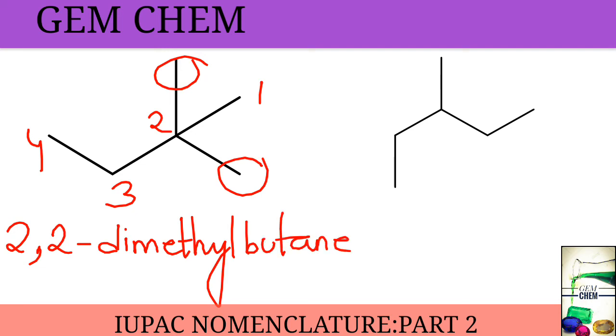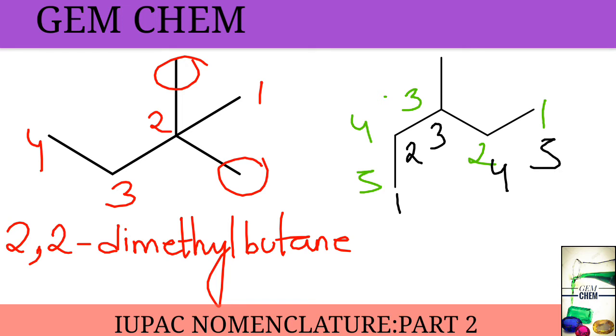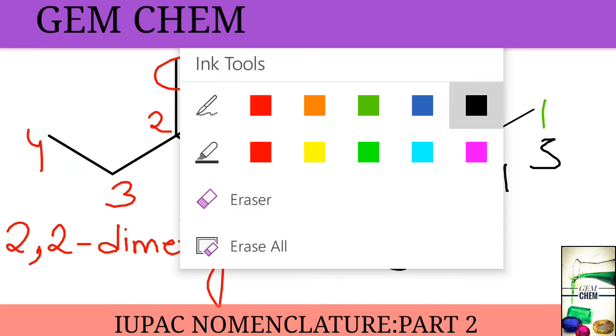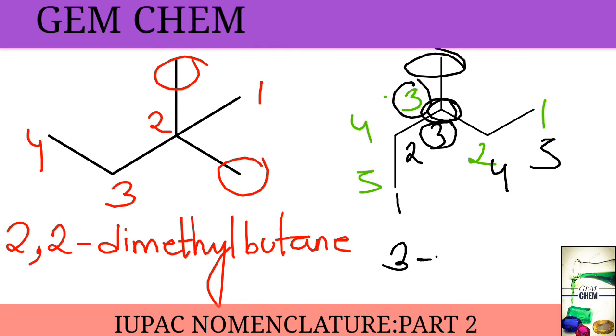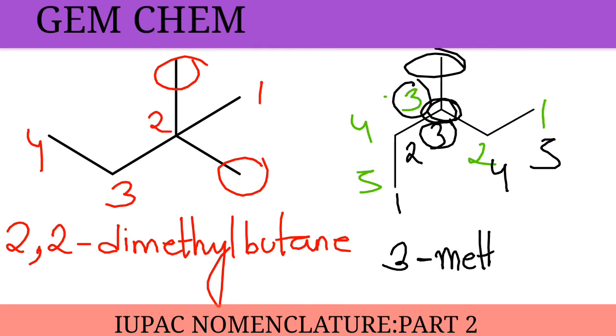Now let us start with the next one, that is 1, 2, 3, 4, 5. This is the longest chain. If we write from the opposite side 1, 2, 3, 4, 5, we see that this substituent gets the number 3 for both cases. So we write it as 3, not comma actually, it's dash, 3-methyl pentane.